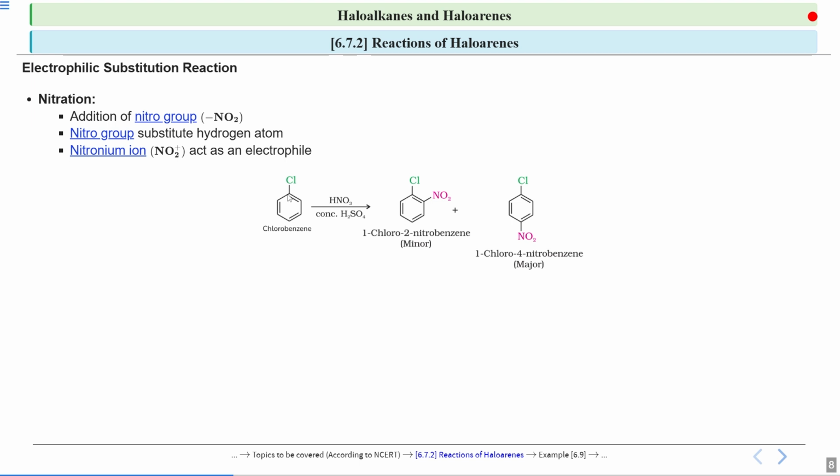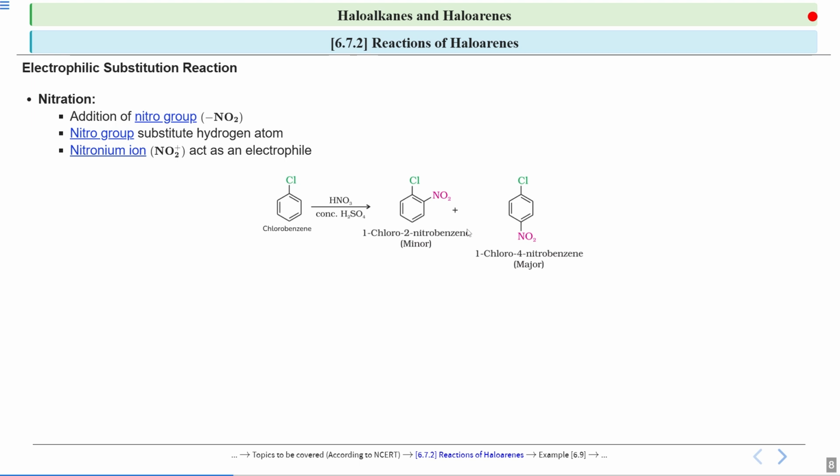So if you have this chlorobenzene and you are reacting it with HNO3 and concentrated sulfuric acid, you will get a mixture of products. 1-chloro-2-nitrobenzene, where the nitro group, or you can say the nitronium ion, attacks at the ortho position, is the minor product. And the major product is 1-chloro-4-nitrobenzene, where the nitro group is present at the para position of the benzene ring. So this is the mixture of products you are getting after the nitration of the haloarene, that is chlorobenzene.